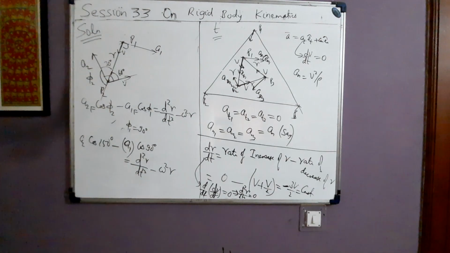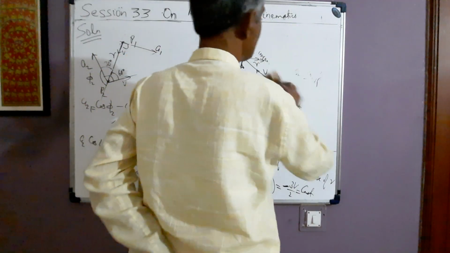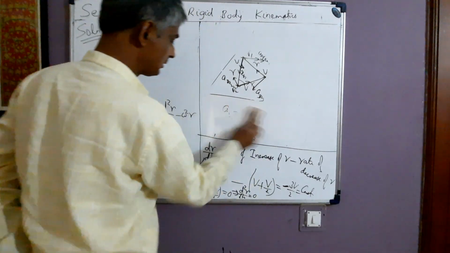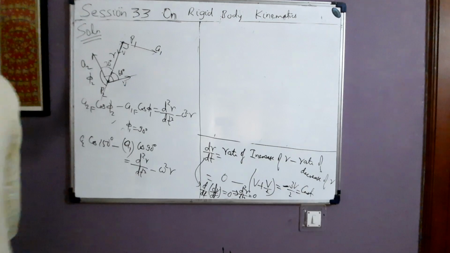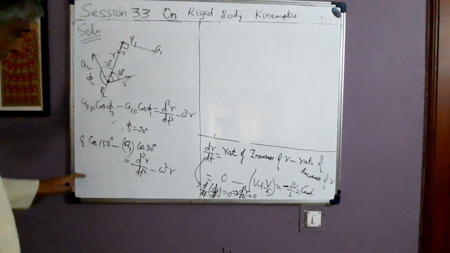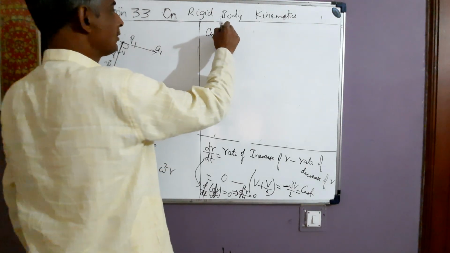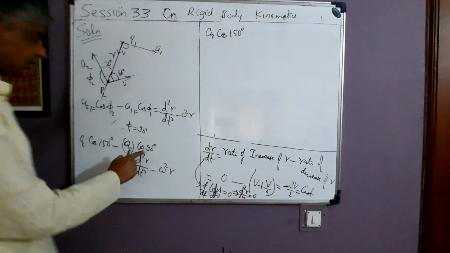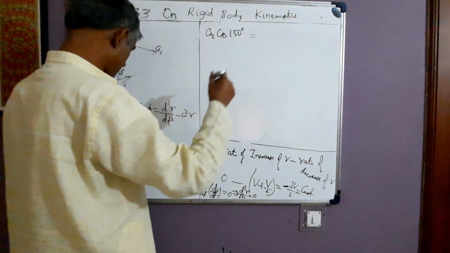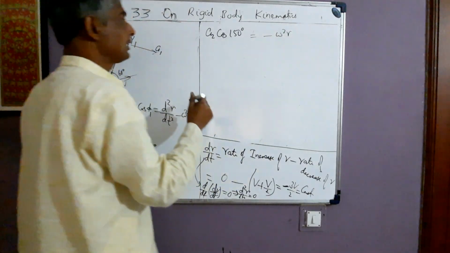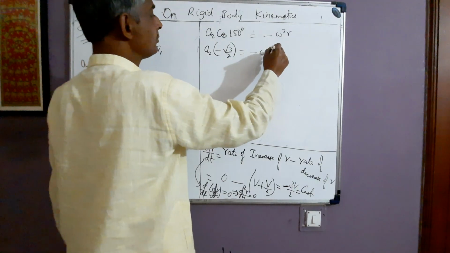Now I rub this one. So this term goes away and this term also goes away. We are left only with this term. A2 cos 150 degrees, this term goes away, cos 90 degrees is 0. This also becomes 0. So this is just equal to minus omega square r. A2 cos 150 degrees, which is minus root 3 by 2 A2, equals minus omega square r.